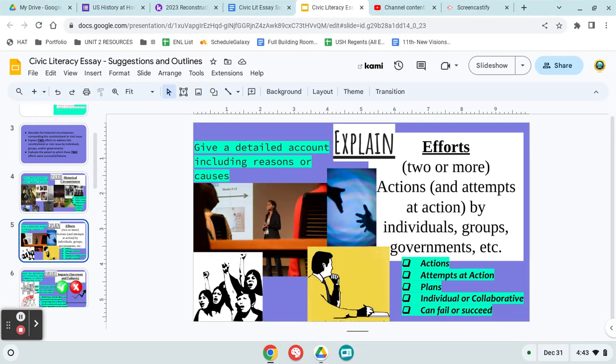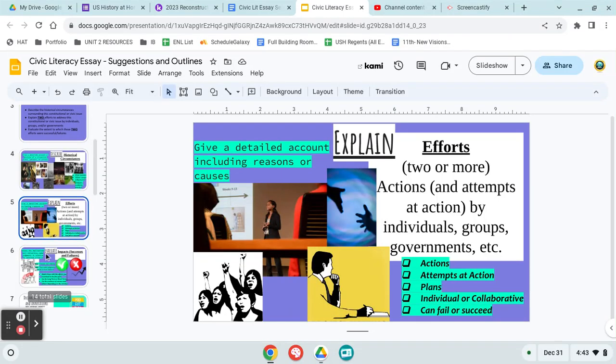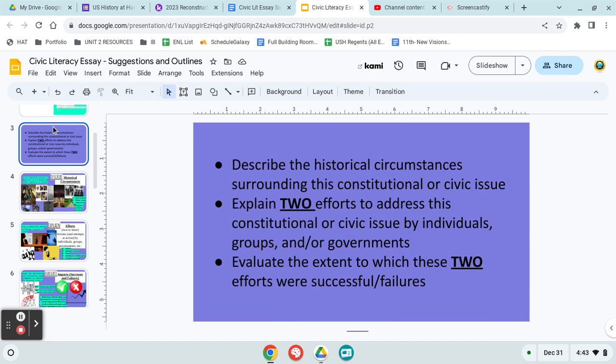They can be efforts by the same individual, so they can be two actions by the same individual. They can be efforts by different groups or people. They don't need to be successful. They can be attempts or plans even. And then the third bullet point is evaluate the extent to which these two efforts were successful or failures.